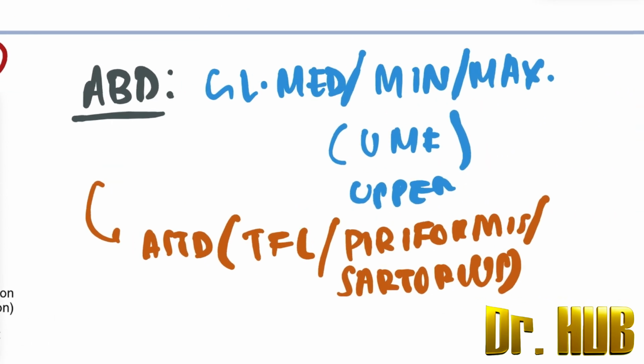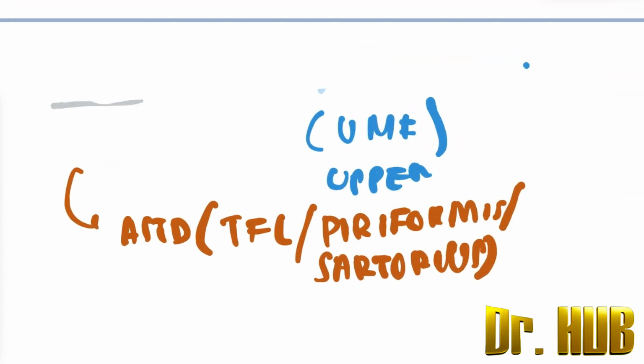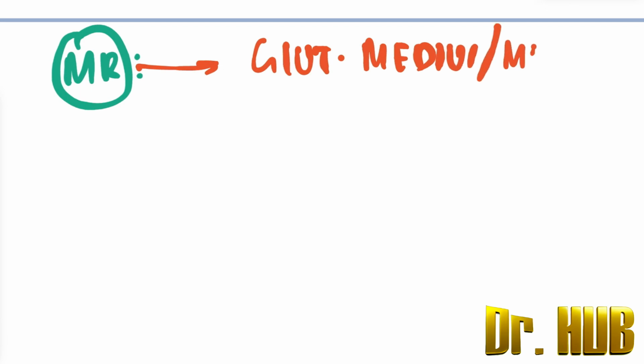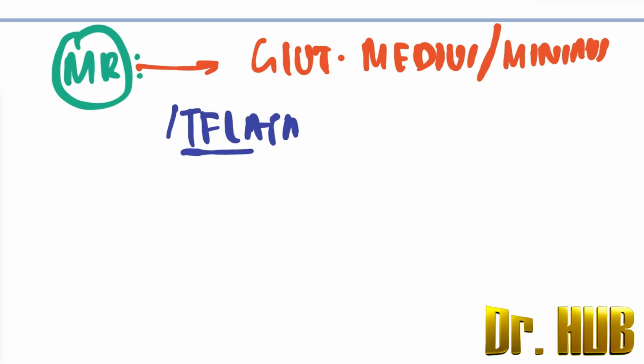Now let's move ahead with the medial rotation. MR stands for the medial rotation. So what is involved? It is the gluteus medius. There is presence of the gluteus medius, the gluteus minimus, as well as the tensor fascia lata. Tensor fascia lata we are writing as a TFL. Tensor fascia lata, as well as the presence of the adductor muscles.